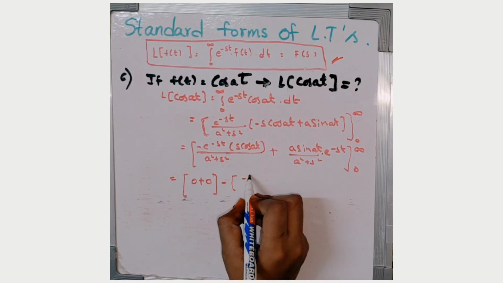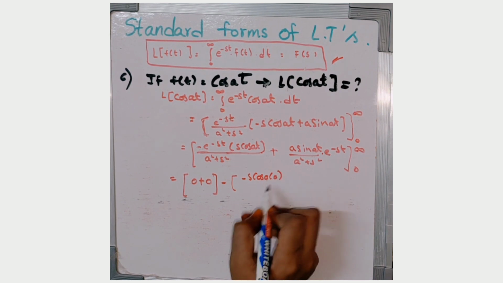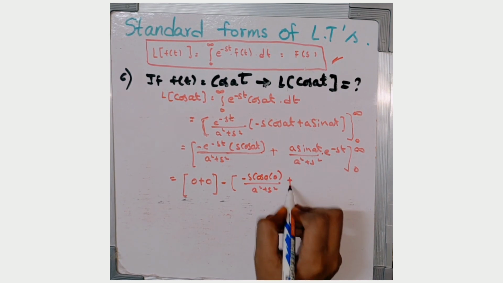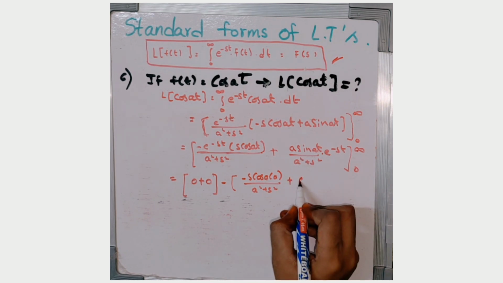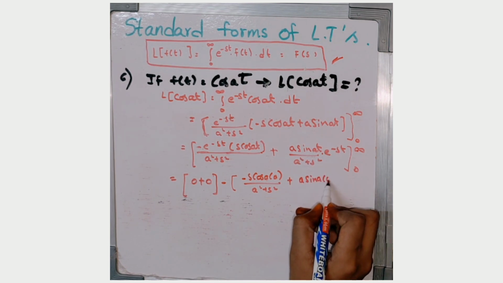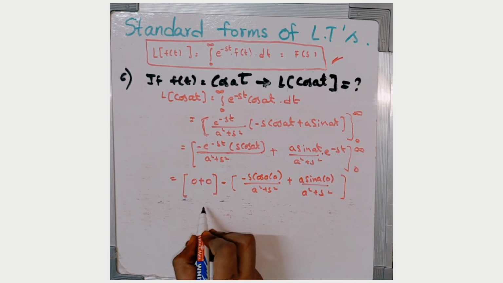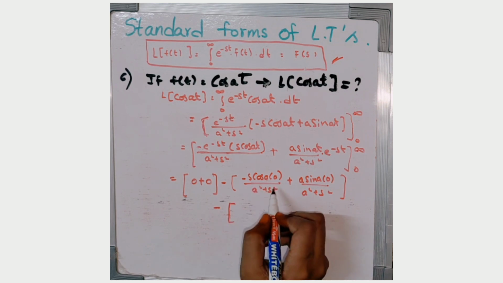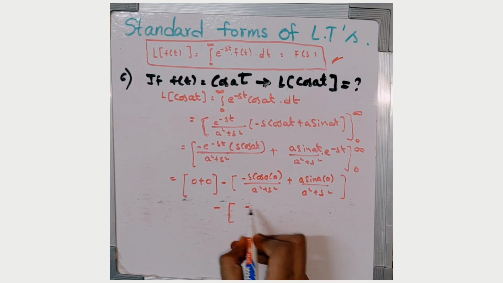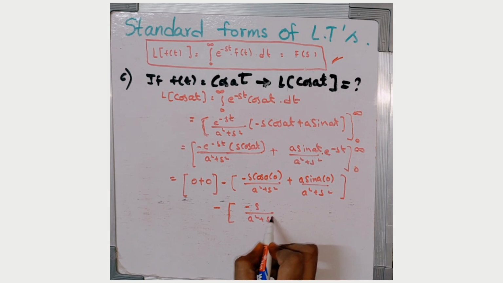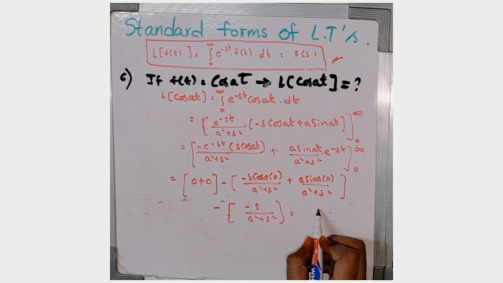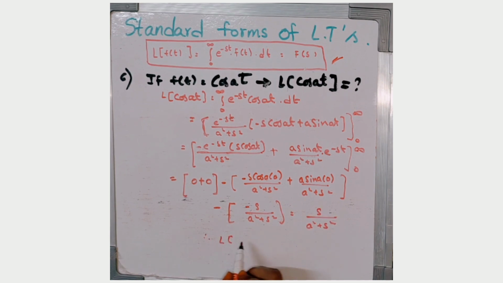So minus s cos a into 0 by a square plus s square, plus apply the lower limit for this, a sine a into 0 into e power 0 is again 1 by a square plus s square. This became 0 minus of what is cos 0? Cos 0 is 1, right? Minus s by a square plus s square. Sine 0 is 0. So you will get s by a square plus s square. Therefore, the Laplace transform of cos at will be s by a square plus s square.